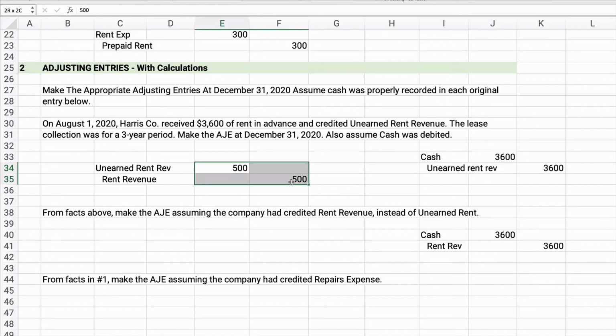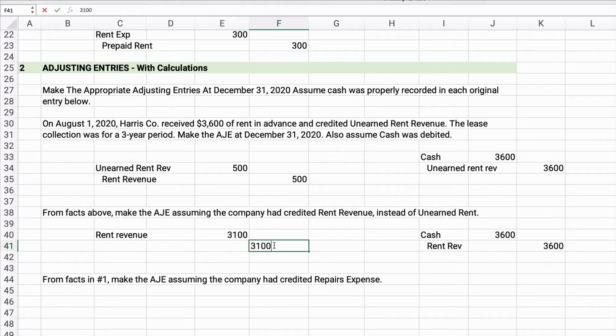We recognize revenue of $500. So how much unearned? What's the balance of unearned at the end of the year? Well, $3,600 minus the $500 is $3,100. So how do we make the adjustment? If everything is in rent revenue, $3,600, we only want to recognize $500. We're going to debit rent revenue for $3,100. This will make the balance $500, right? So $3,600 with a debit of $3,100, the balance will be $500.